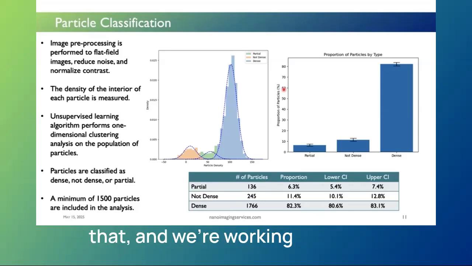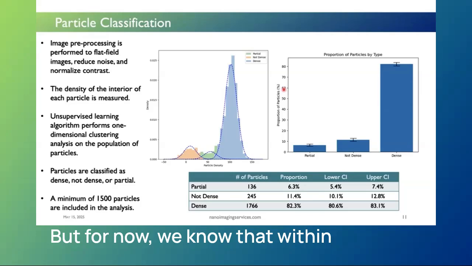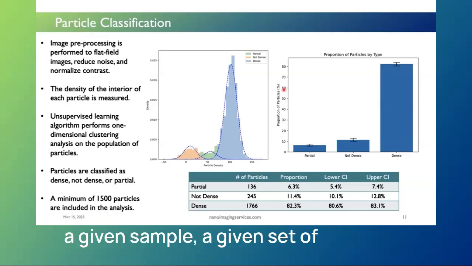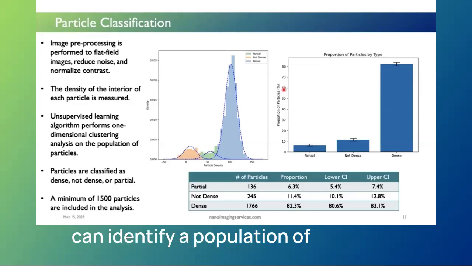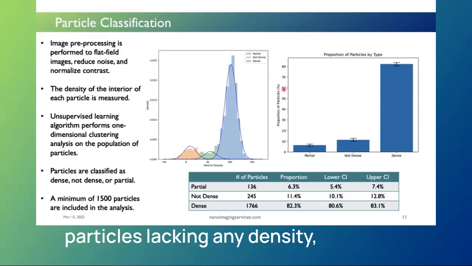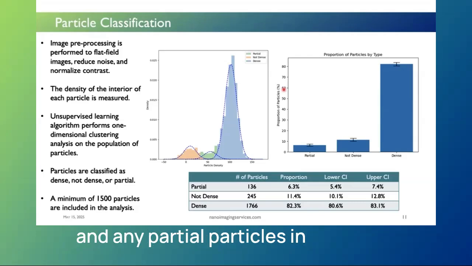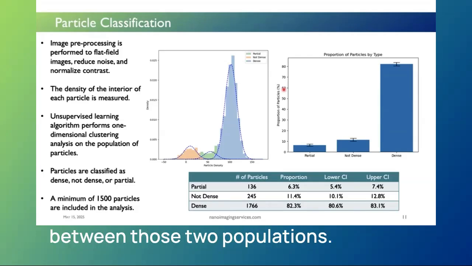We'd love to be able to do that, and we're working on developing that ability. But for now, we know that within a given sample, a given set of images, there are particles of certain densities, and we can identify a population of the most dense particles and particles lacking any density, and any partial particles in between those two populations.